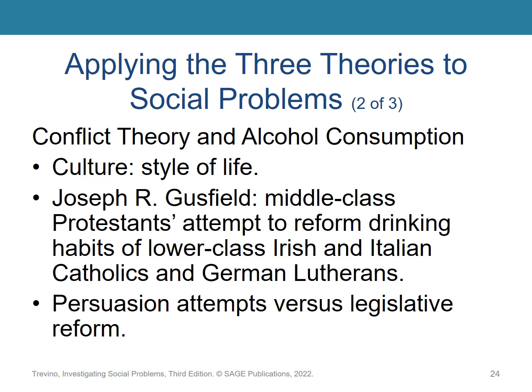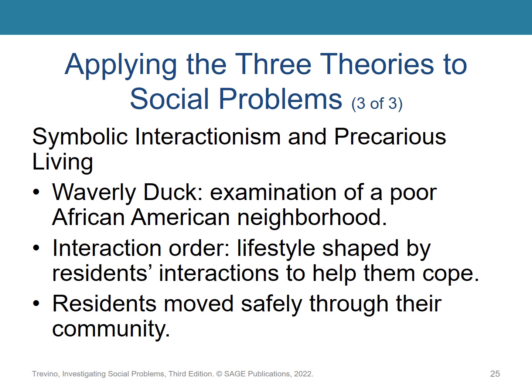Conflict theory talks about alcoholism. Culture, they say, is a style of life. The theory of Joseph Gusfield is a middle-class Protestant attempt to reform the drinking habits of lower-class Irish and Italian Catholics and German Lutherans. Please read more about this in your book. And then persuasion attempts versus legislative reform. One includes the government, legislative reform, or laws, and persuasion typically includes people-to-people or group-to-group interactions.